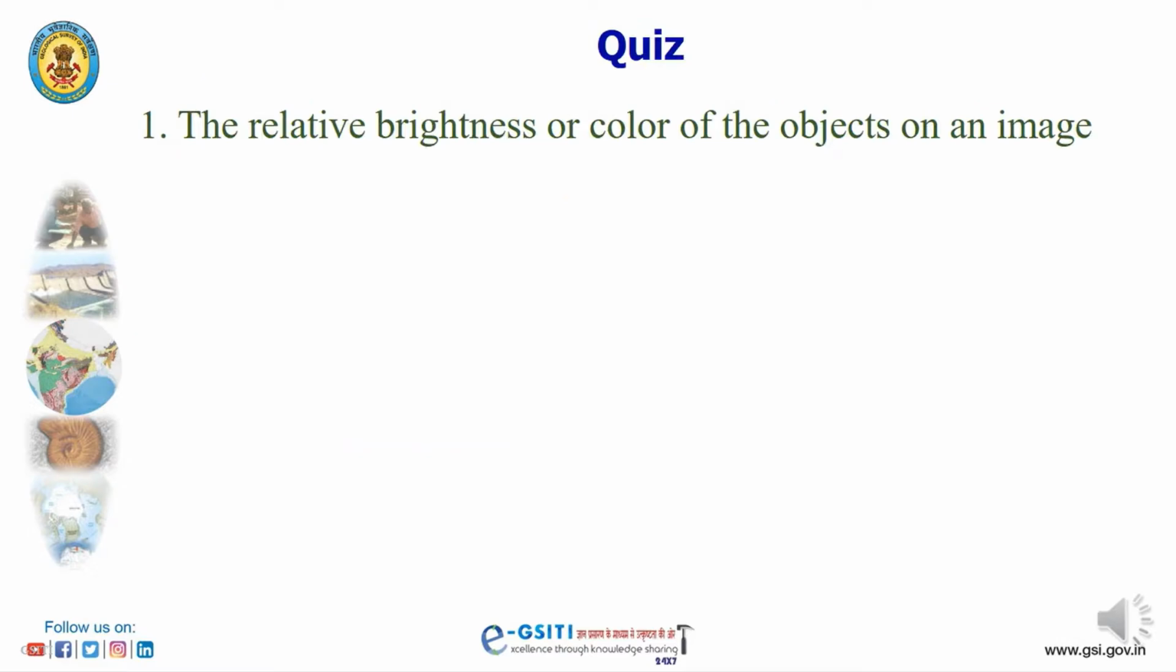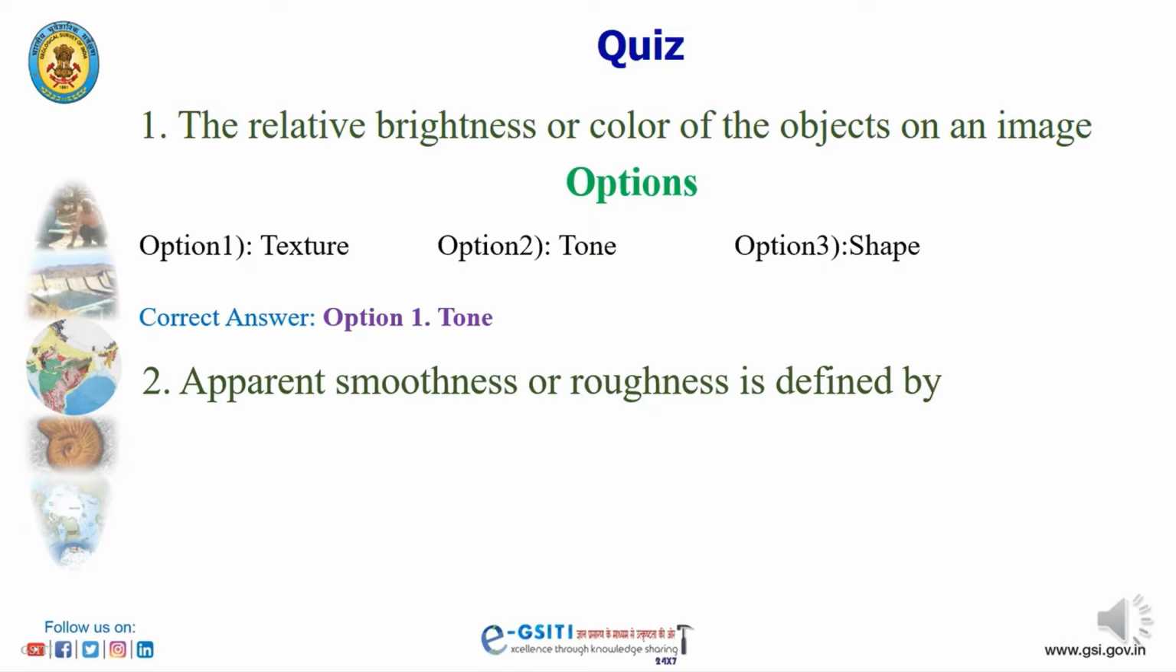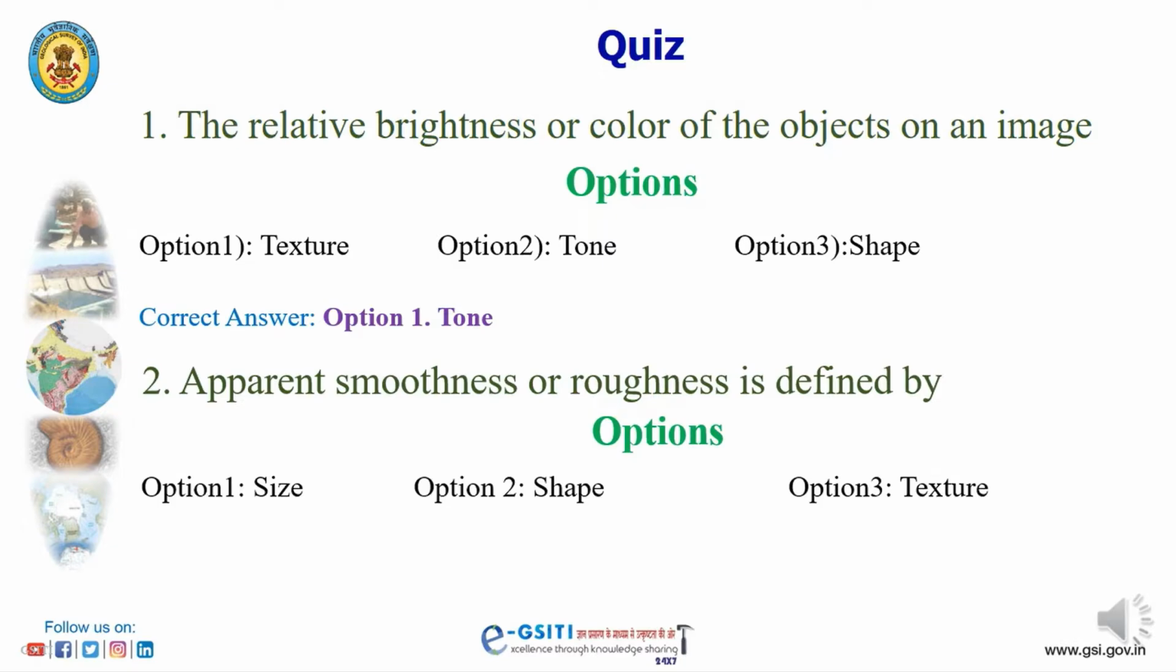I have a few questions for you. The relative brightness or color of the objects on an image. Options: option number 1, texture; option number 2, tone; option number 3, shape. What is the answer? Option number 2, tone. Second question. Apparent smoothness or roughness is defined by. Options: option number 1, size; option number 2, shape; option number 3, texture. What is the answer? Option number 3, texture.